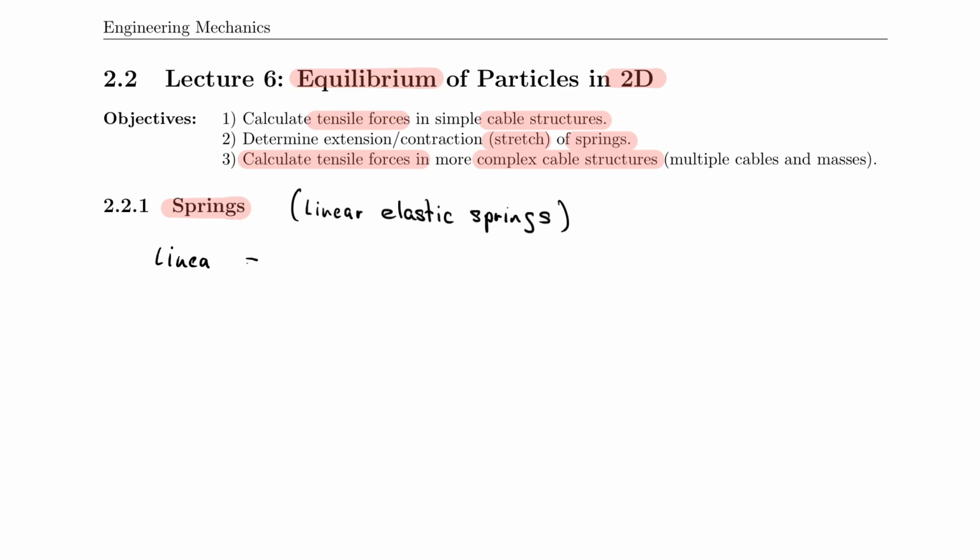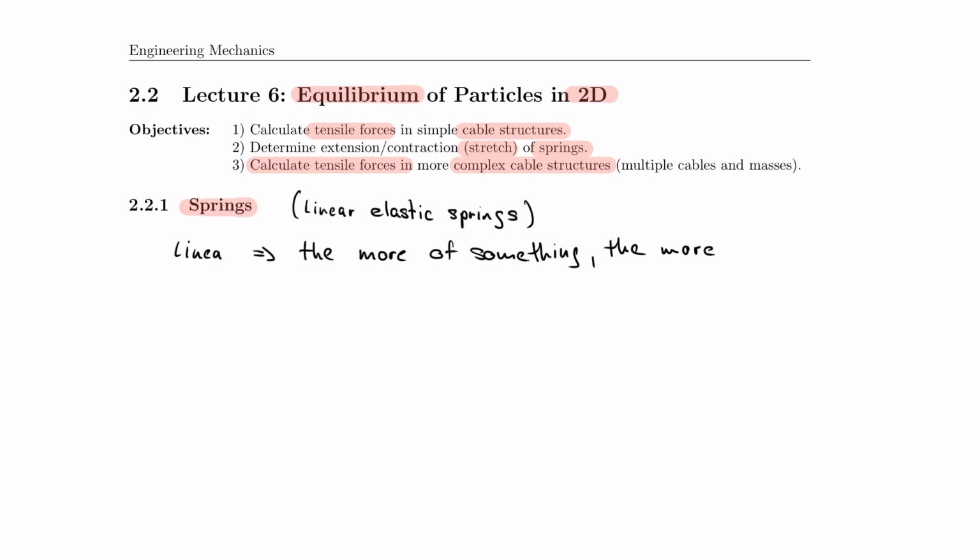So linear in a sense means the more of something, the more of something else, or sometimes less, the more of something else. And of course, this could also be less here. This is not completely true yet for linear, but as a general concept, it is true. So if we apply, let's say, more force, we get more stretch.